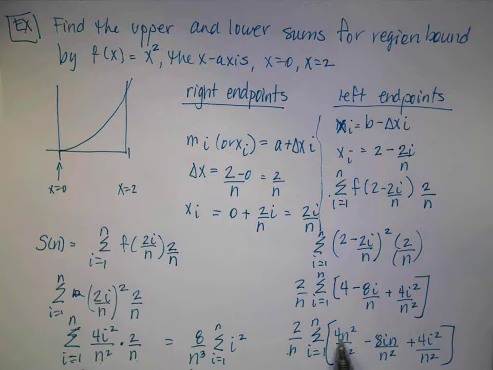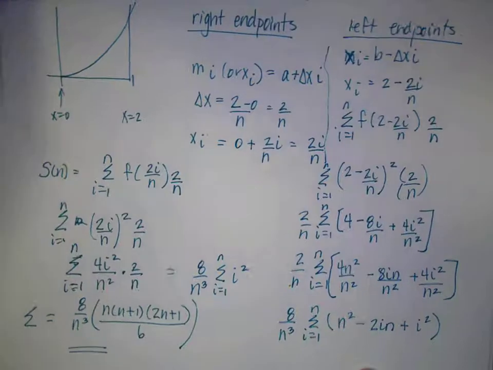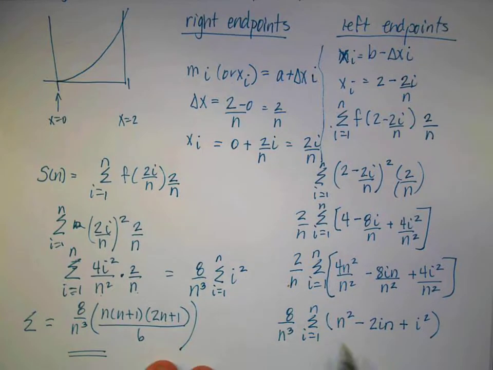So that's everything inside. Now I can pull out a 4 and an n squared, so I'm going to get 8 over n cubed. Can't tell you how many times I did this yesterday to get the right answer. So when I pull out the 4 and the n squared, I'm going to be left with n squared minus 2in plus 4i squared, and then I would continue evaluating my summation.